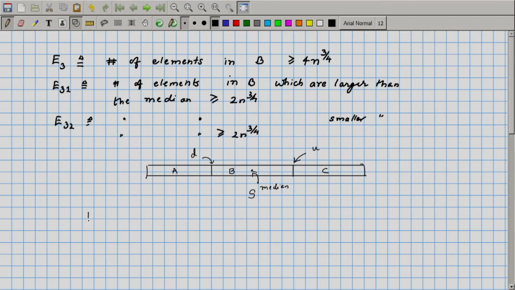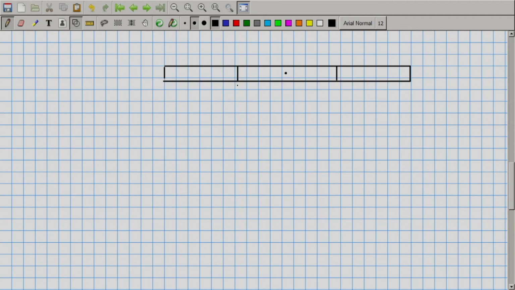So, we are interested in this probability that E3 occurs. E3 is the event that the number of elements in B which are larger than the median is greater than 2n^(3/4). So, how do we compute this? If the middle third contains more than 4n^(3/4) elements, the first case was when half of those elements are greater than the median. If half of them are greater than the median, then we can say that the position u comes after all these 2n^(3/4) elements.